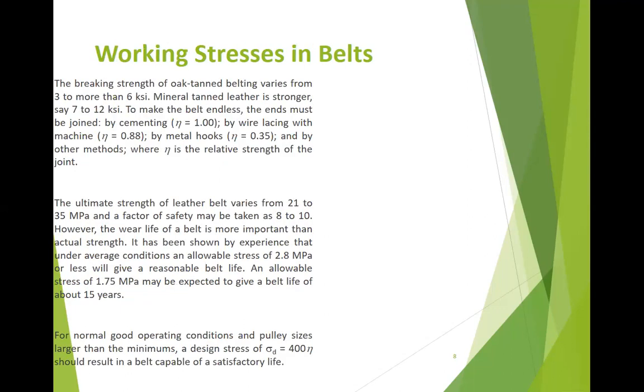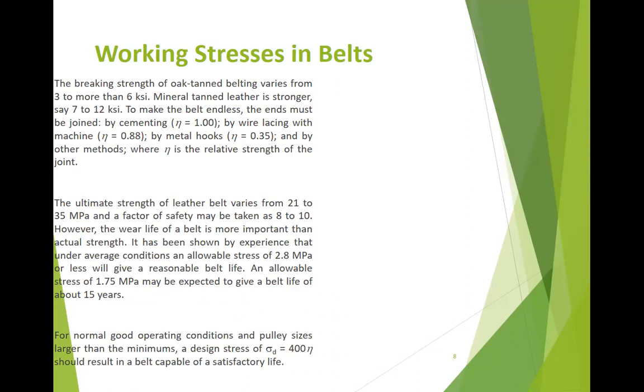Next is the working stresses in belts. The breaking strength of oak-tan belting varies from 3 to more than 6 ksi. Mineral tan leather is stronger, say 7 to 12 ksi in breaking strength. To make the belt endless, the ends must be joined by cementing, so the factor is 1.0.